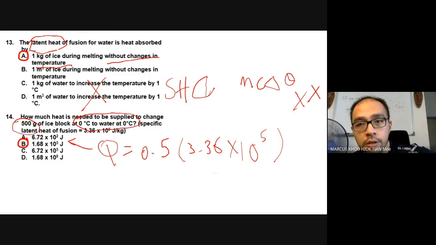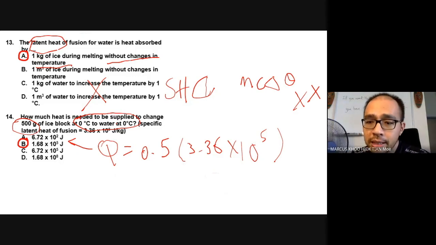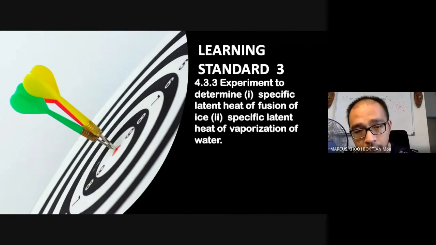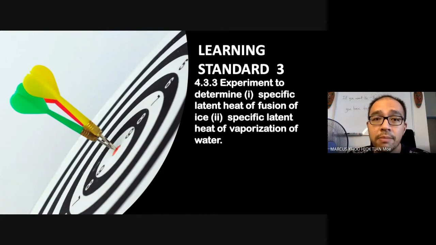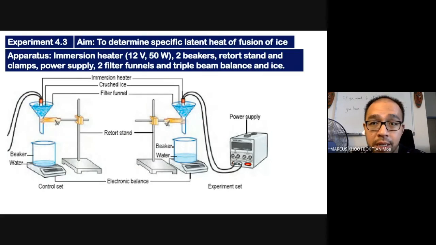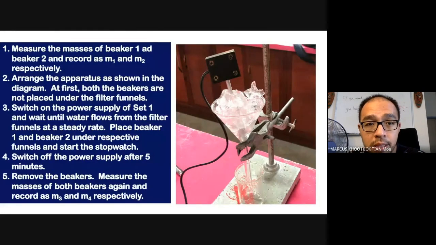So let's continue. In this next part, I just want to talk about the experiment. Take a look at your modules. We can't do the experiment yet, but I hope that if we ever go back to school, I want to do this experiment to show you how they determine the specific latent heat of fusion of ice and the specific latent heat of vaporization of water. This is the setup, and I think the instructions are already given in your module, so I'm going to skip this part.